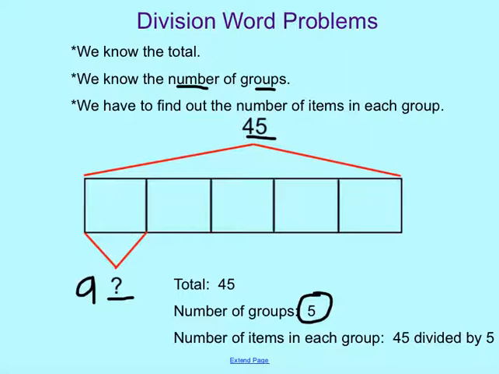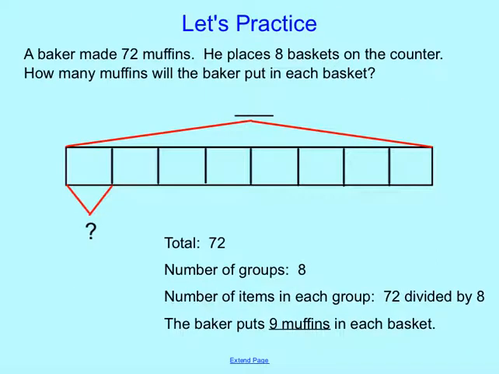Let's practice a problem similar to this one. A baker made 72 muffins. He places 8 baskets on the counter. How many muffins will the baker put in each basket? So let's look at our problem, and we know our total, 72. So we will write 72 at the top of our bar model. We know that he has 8 baskets. That is why I drew 8 boxes to represent each basket. And now I've put a question mark for the number of muffins in each basket.